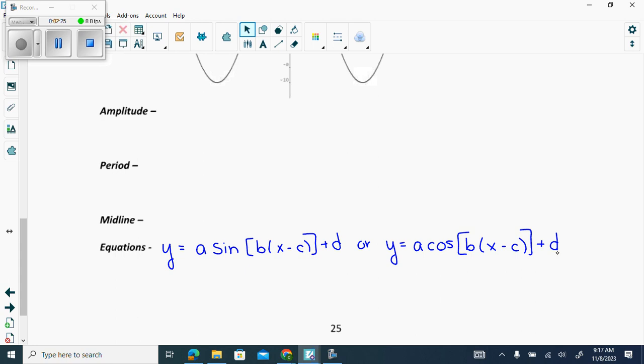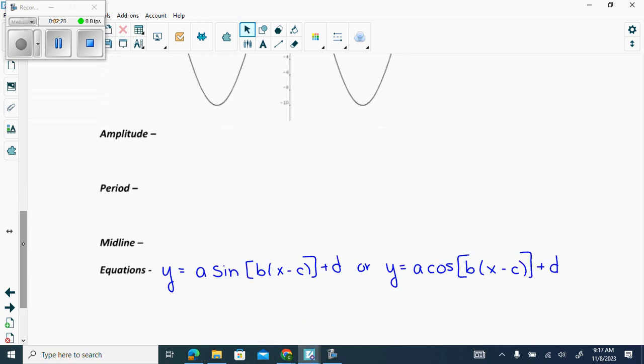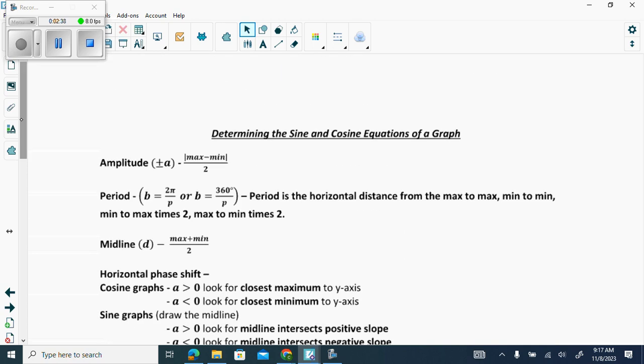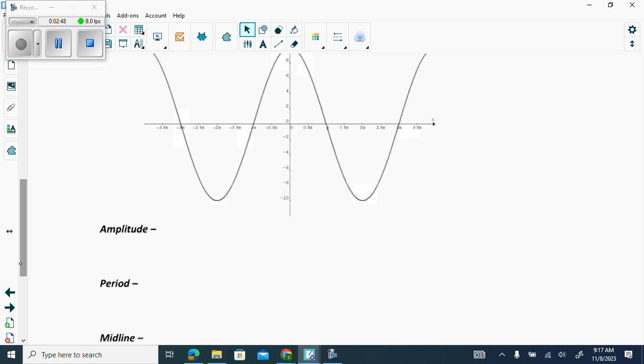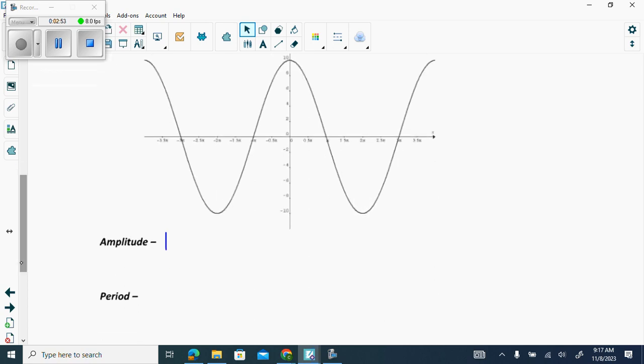Okay? All right. Now, from an equation, the amplitude is the absolute value of A, correct? From a graph, the amplitude is half the vertical distance, or, remember I told you this? We can use this formula, which is the absolute value of max minus min, divided by 2. Don't worry, it's on your formula sheet, you don't need to memorize it. Now we can try it out. So we can go the absolute value of the max. What's the max? 10 minus the min, negative 10, divided by 2. So it's 20 divided by 2, which is 10.